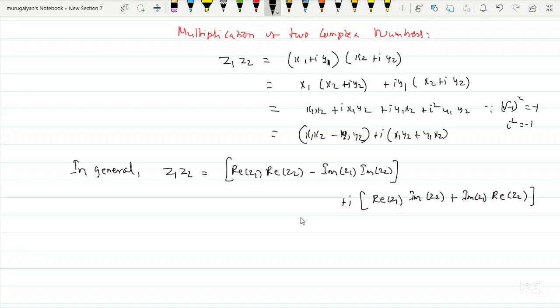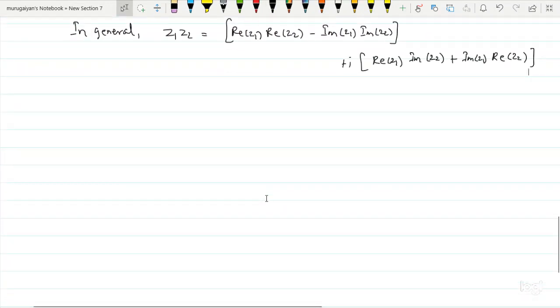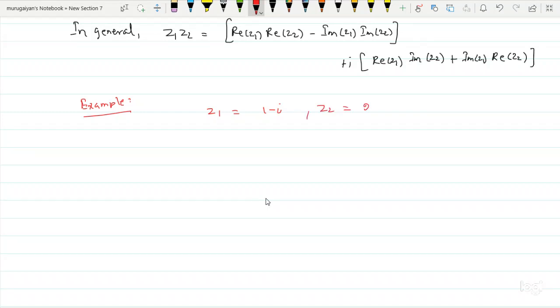So with the help of this formula, we can find the product of two complex numbers in a simple manner. Let us discuss one example to understand how to multiply one complex number with another complex number. Let us take z1 equal to 1 minus i, z2 equal to 2 plus 3i.